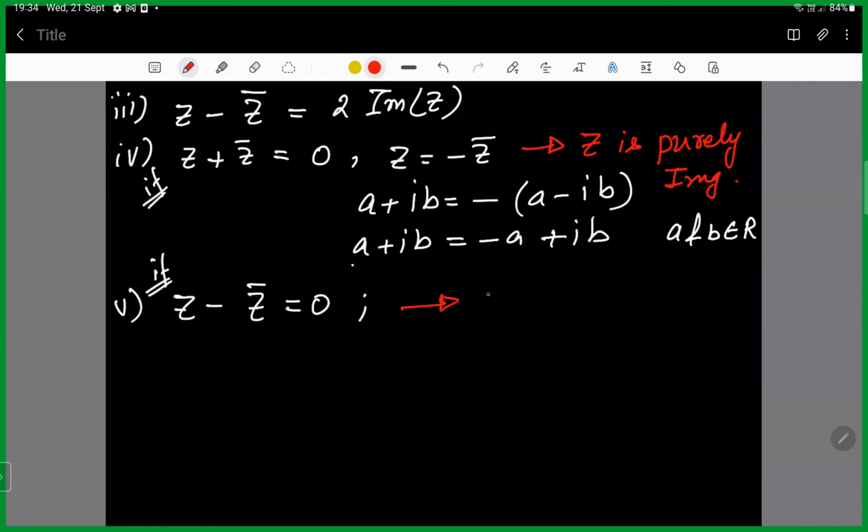This is going to be purely what z is. Yeah, you can write z belongs to R or z belongs to I also.